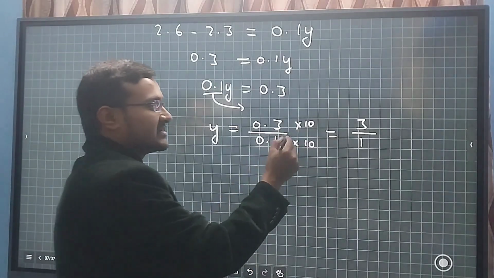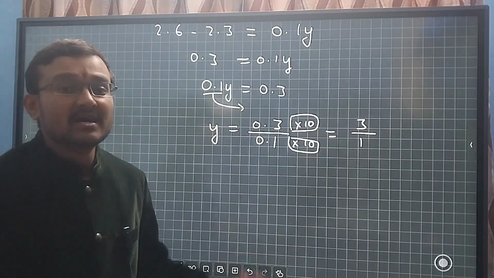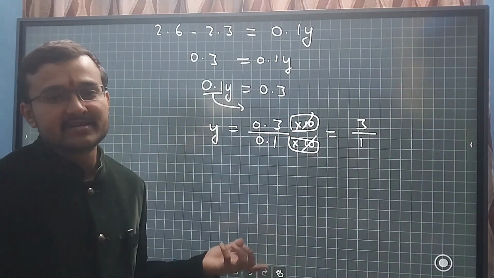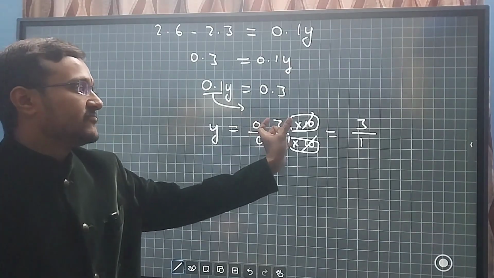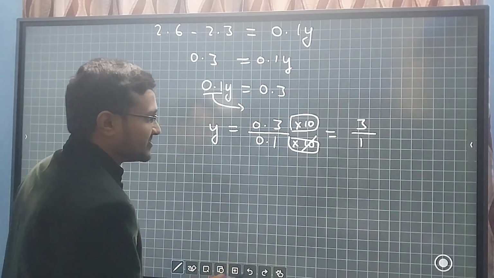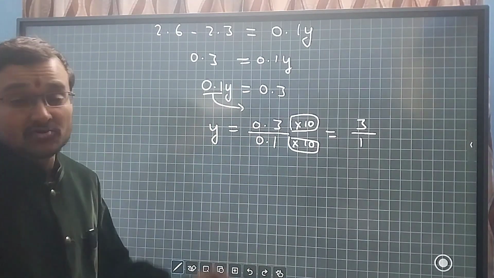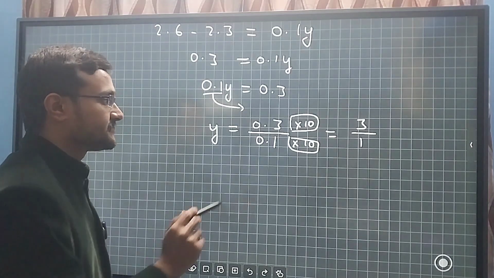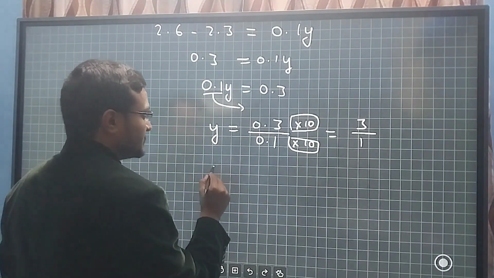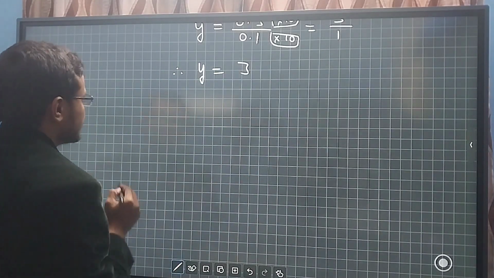Always remember, if you are multiplying a particular number to the numerator, the same number should be multiplied to the denominator. How is it correct? Because here I can cancel 10 and 10 and again you will get 0.3 by 0.1. So that's why the value which you are multiplying in the numerator, the same value you have to multiply in the denominator as well. So now I am multiplying 10 to the numerator, so 10 only I am multiplying in the denominator as well. When I do that, I will get 3 by 1. So here the y value I am getting as 3. So let us keep y is equal to 3 like that.